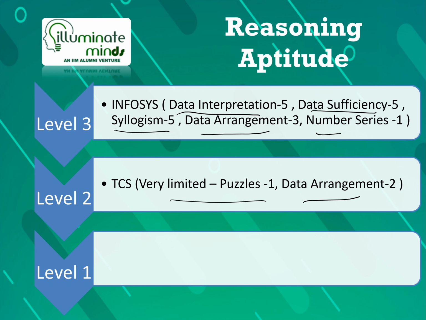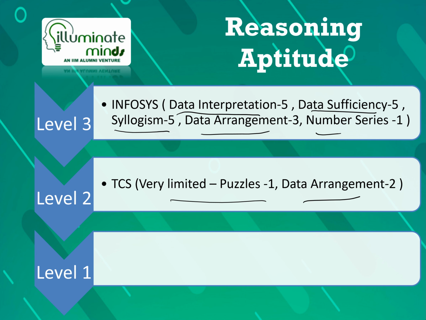That also sets the note for the reasoning section. So the reasoning section is predictable. I will get 5 questions of DI, 5 questions of data sufficiency and 5 questions of syllogism. As I told you in the last slide, these 15 questions need to be done in a 25 minutes period of time. And I also need to clear the cutoff. Cutoff for both the companies can be roughly said as 60%. In case of TCS, it can go as low as 50% also. Okay, so that's about reasoning aptitude.